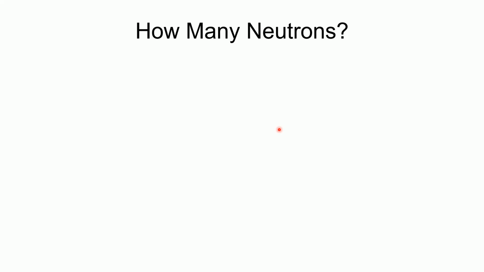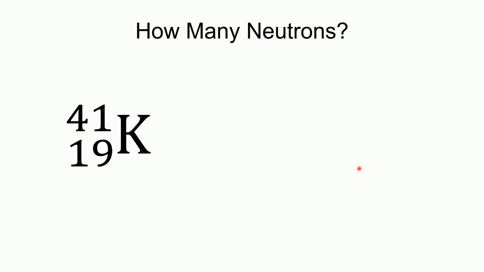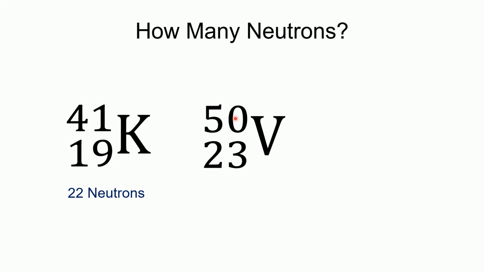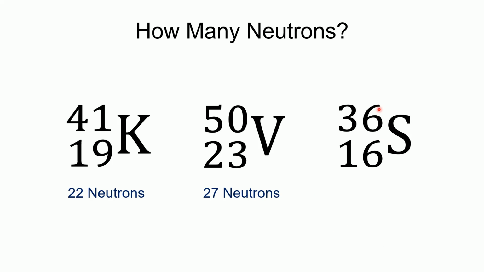So just real quick, just to make sure that you are on the same page, this is stuff we did way back in chapter 2. But how many neutrons are in this? To get the answer, we simply subtract the number of protons, the atomic number, from the mass number. So 41 minus 19 will give us 22 neutrons. All right, for vanadium 50, we'll do 50 minus 23, and that will give us 27 neutrons. And then for sulfur, we've got sulfur 36. So 36 minus 16 gives us 20 neutrons.